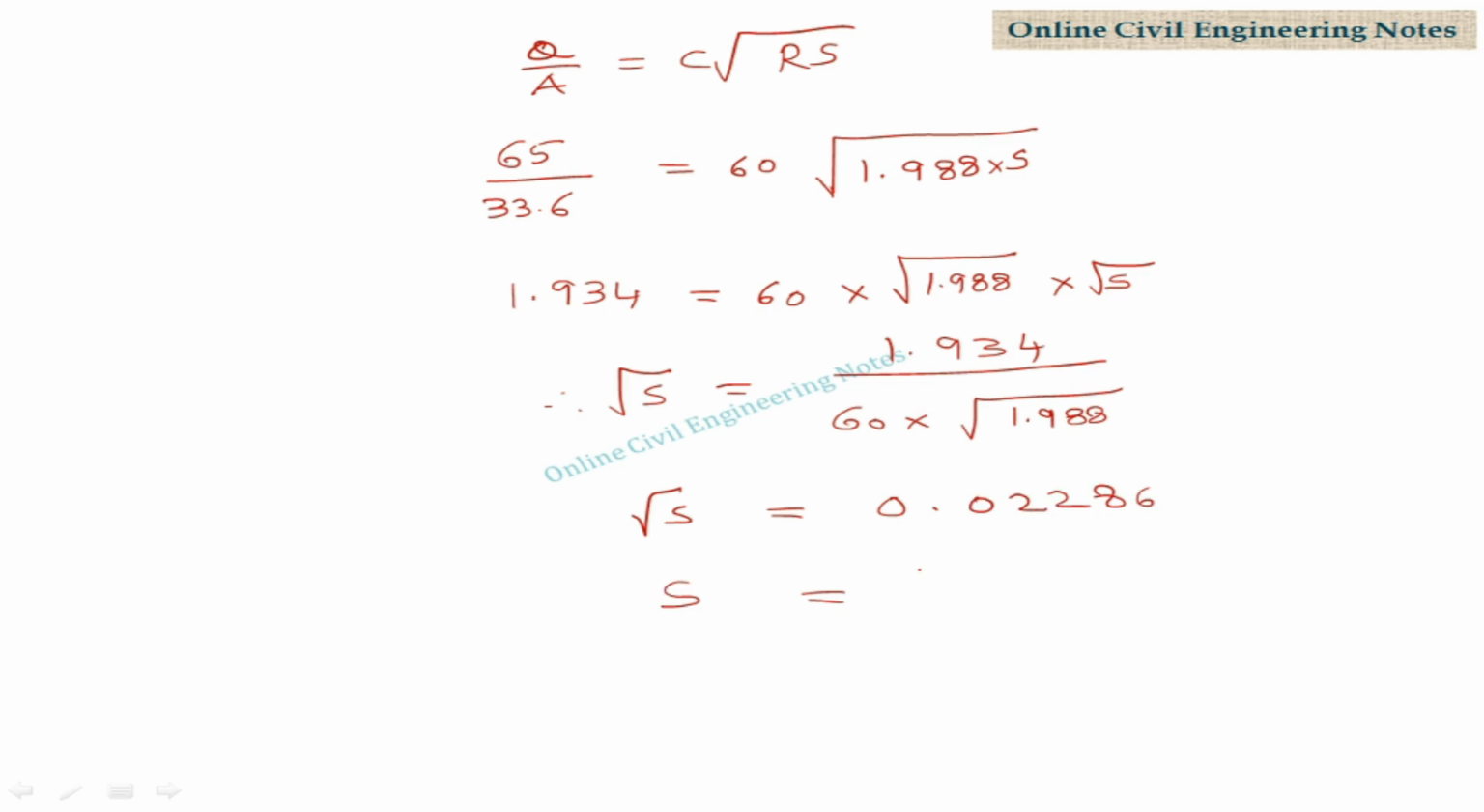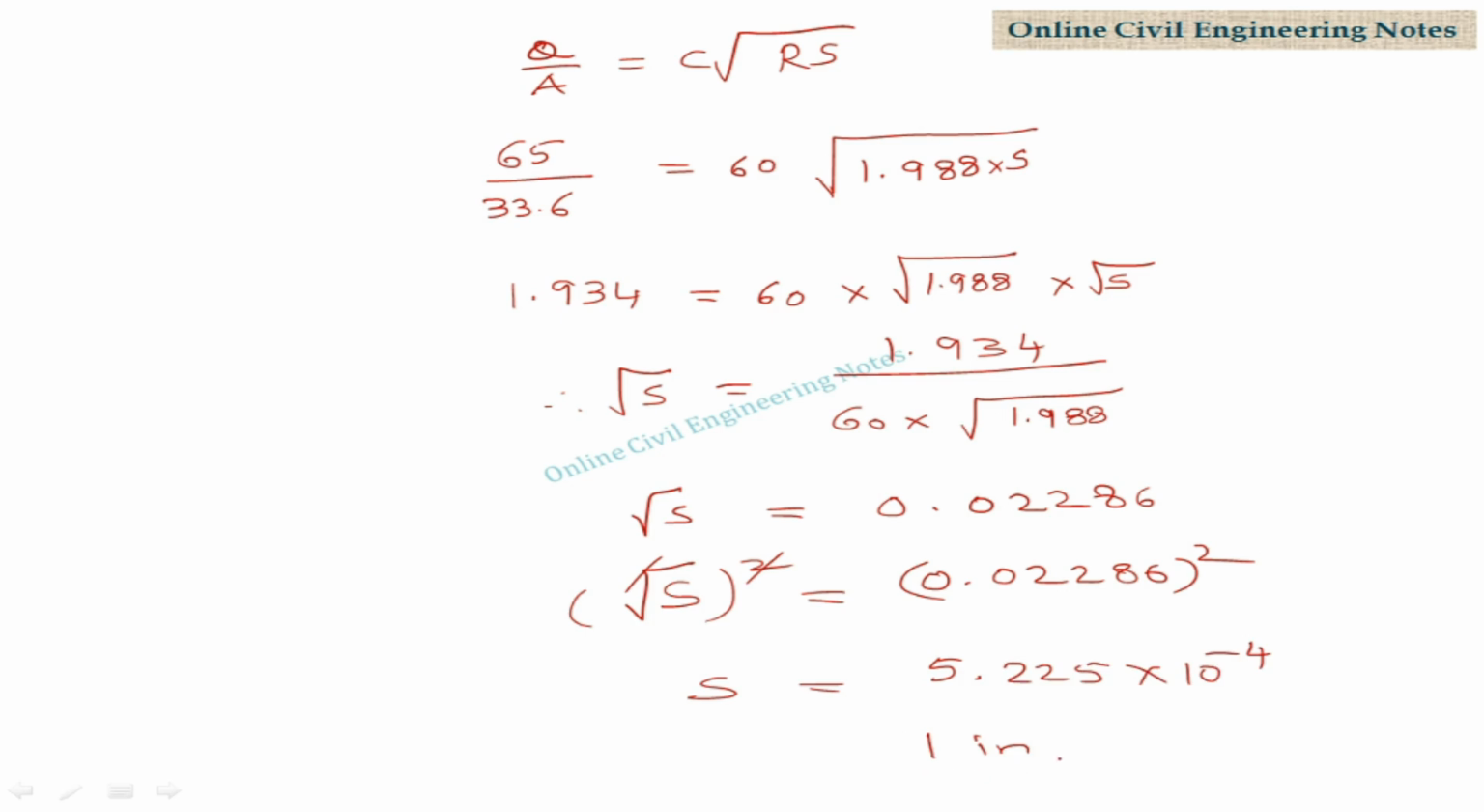Square on both sides. S is equal to 0.02286 whole square. S value is 5.225 into 10 power minus 4. So S can be written as 1 in 1913.5. That is equal to 1 in 1920. Channel bed slope is 1 in 1920.